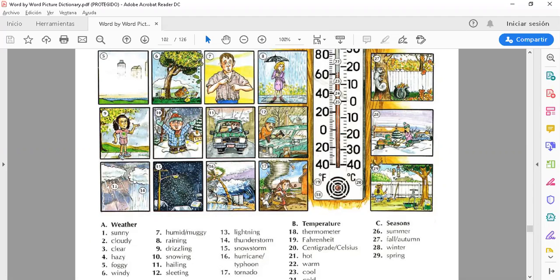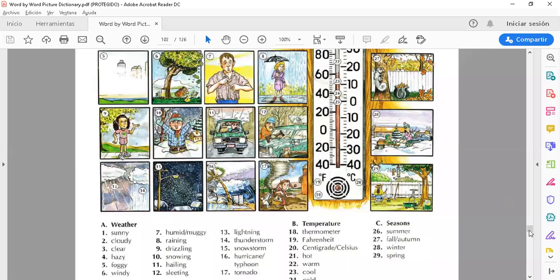Tormenta de granizo. Hailstorm. Ahí vamos a ver con los nombres. Storm. Then we have hailstorm. Hurricane. Say with me. That's hurricane. Number eight. Hurricane. Un huracán o un typhoon. Typhoon. And then we have tornado. Tornado. All right, very good.